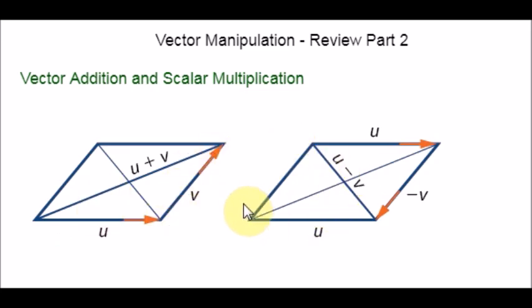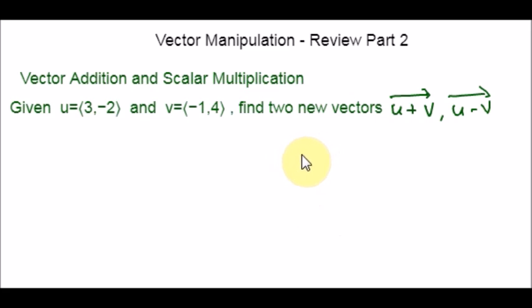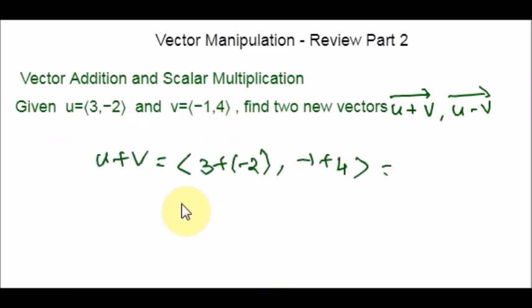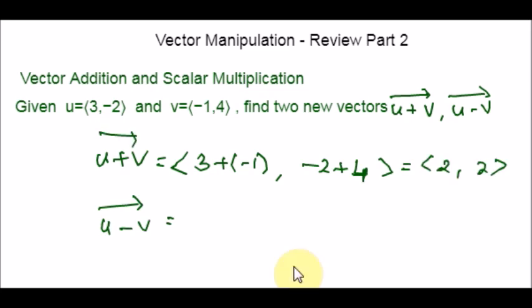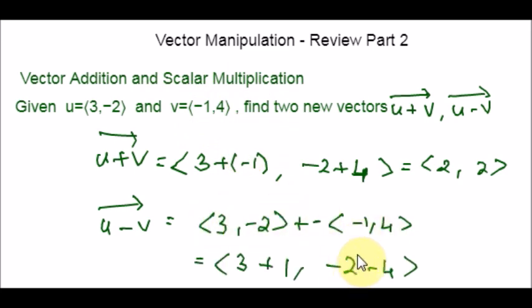Okay. So let's now see an example for adding and subtracting vectors. To find the sum of two vectors, we should add the components. And to find the difference of two vectors, we should add the negative components of v to u. So let's now find it for the given vectors u and v. u is 3, negative 2 and v is negative 1, 4. For the sum of the two vectors, if you add the components, you will get 2, 2. Let's find the difference of the two vectors. I'm just going to add the negative components of v to u. So just subtract the components. That would be 4, negative 6.